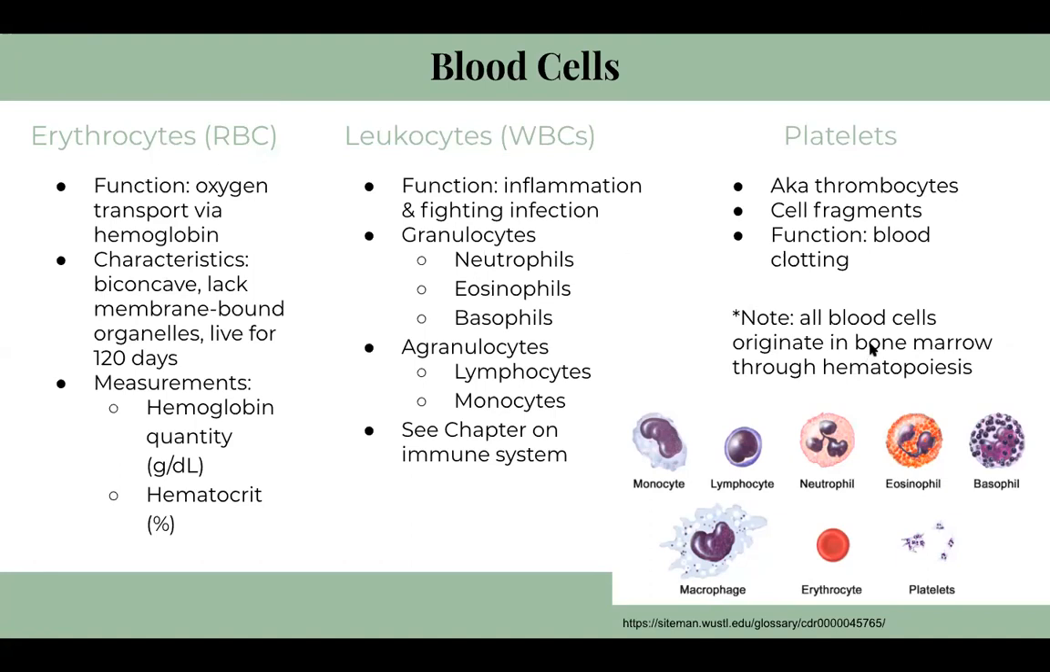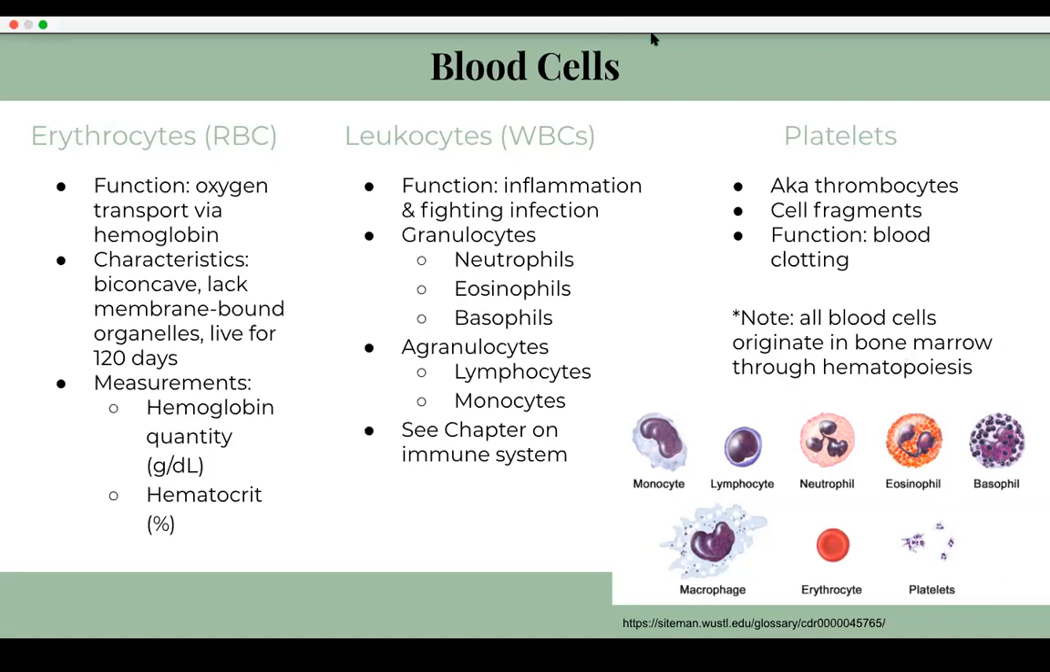And then the last types are platelets, also known as thrombocytes, and their primary function is to clot blood when there's damage to the blood vessels. Even though these are categorized under blood cells, they're actually not fully functioning cells, they're cell fragments. I've seen a couple questions come up on that, so keep that in mind. Also, all blood cells originate in the bone marrow through hematopoiesis, a process that generates all the cells in the body.